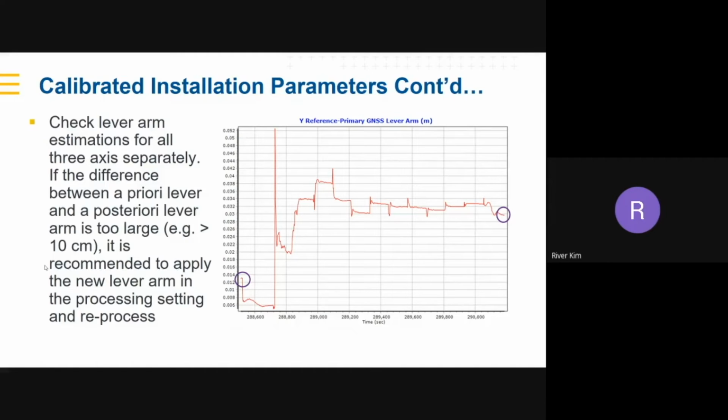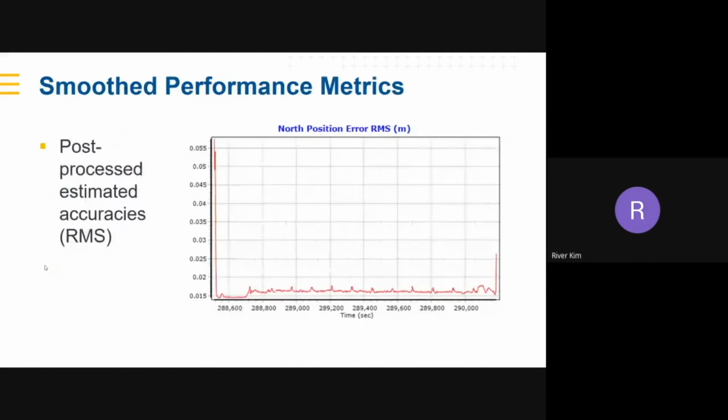But keep in mind that if your other lever arms and mounting angles are not accurate, then this plot will not be as good of a tool to use to validate your lever arms. Another plot here that's very important to look at is the smooth performance metrics. This is going to be your position errors for your final solution in POSPac. We have this for the north, the east, and the down position errors.